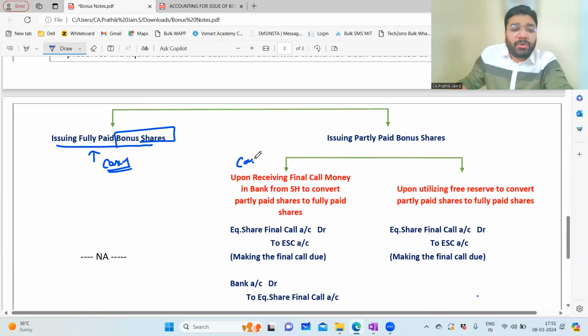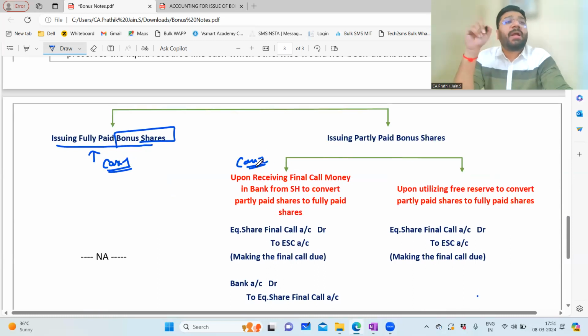Case two is a scenario where the company has not called up the full face value. If the face value is 10 rupees, the company has so far only called up 8 rupees. Now the company wants to issue bonus shares, but it cannot, because the shares are partly paid up. So what is the company first supposed to do? Make the final call and ask the shareholder to pay the money.